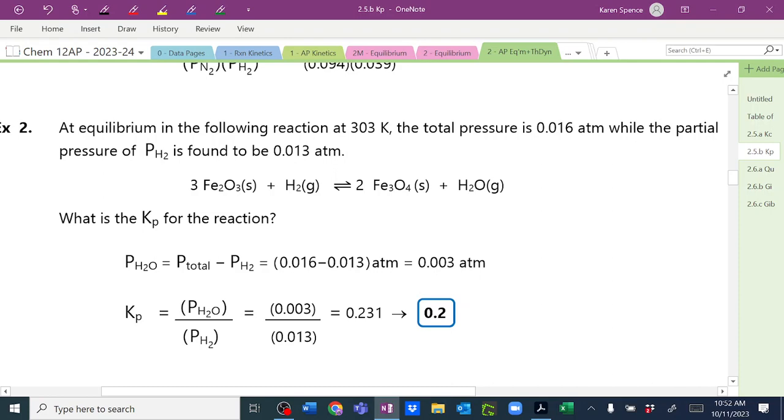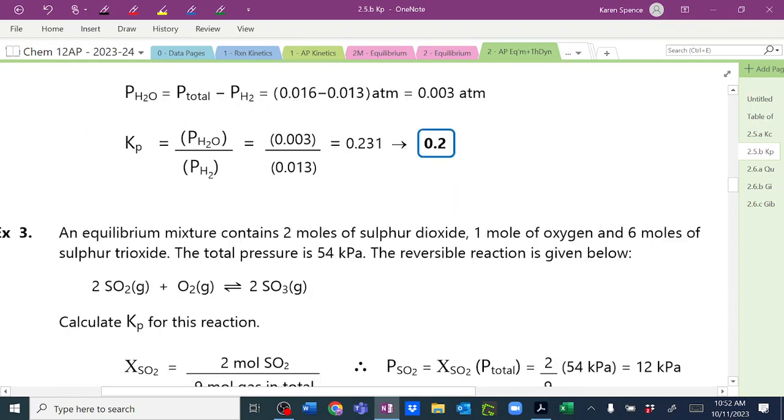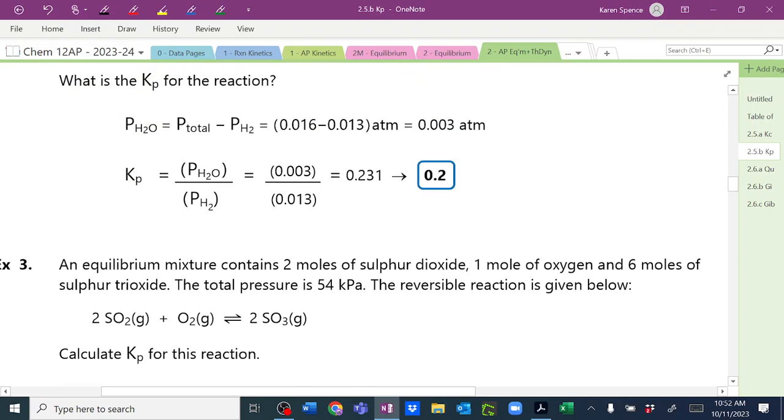Did you guys get point 2? Yay! You could try example 3. Once again, cover it up.